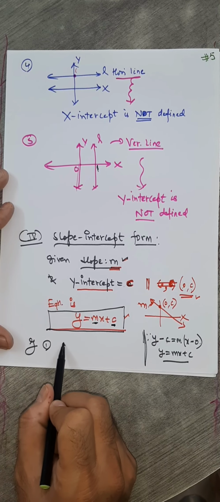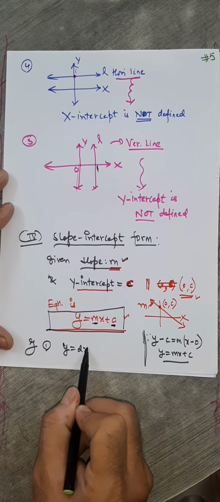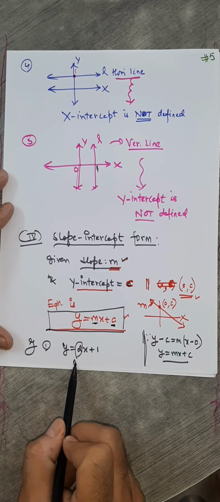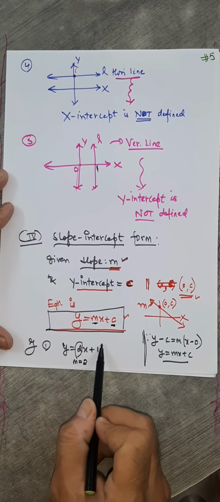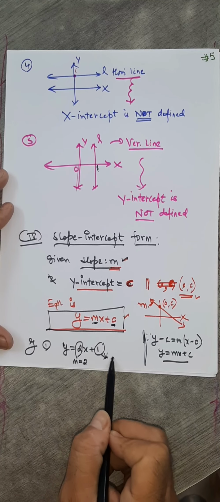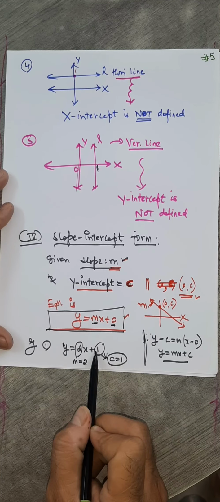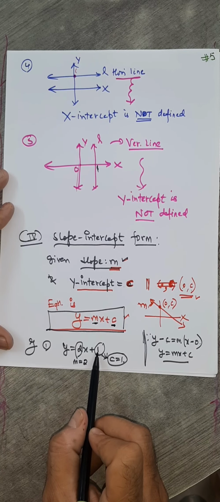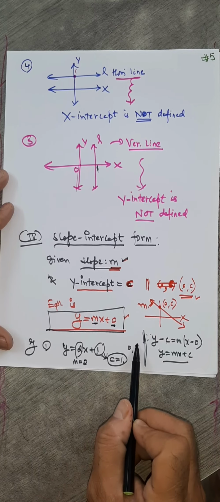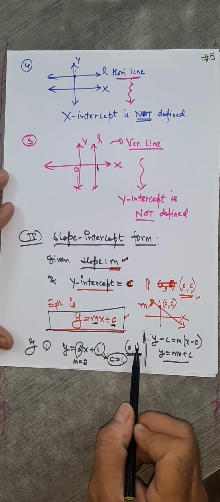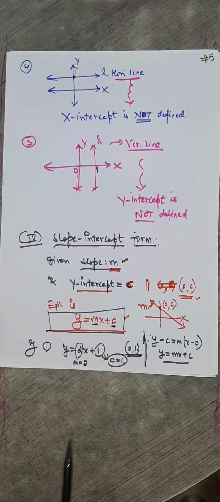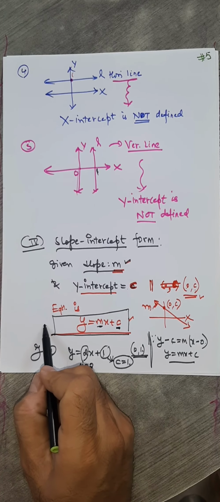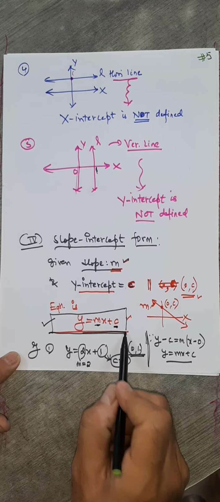For example, I'll write y equals 2x plus 1, such a form. So what is m here? 2. And what is this c? That is 1. Here c is 1. Right? That means the y-intercept is 1. That means the line passes through 0, 1. One point on the line is 0, 1 and the slope you are given. That's the fourth form, slope intercept form. Y equals mx plus c.